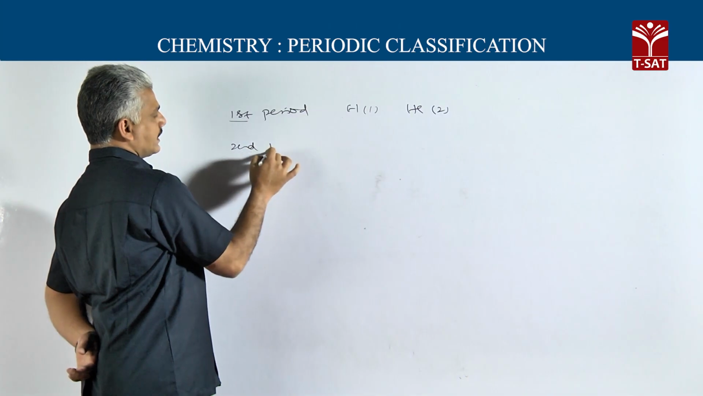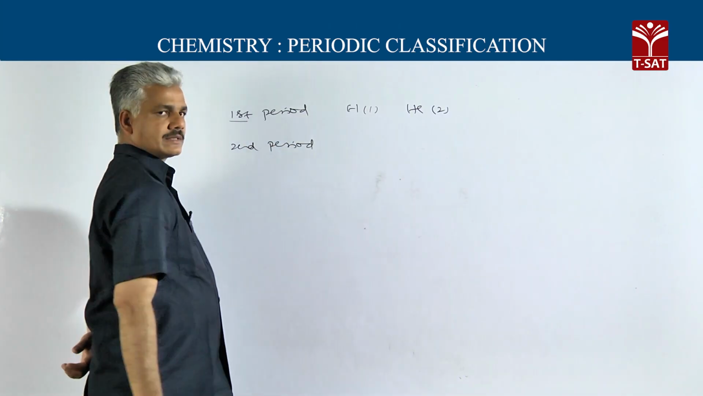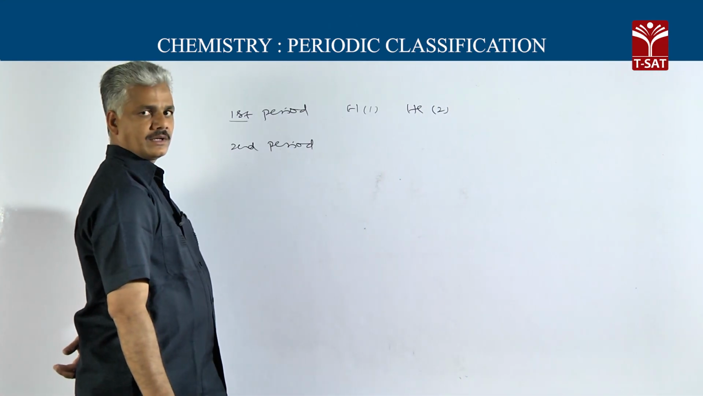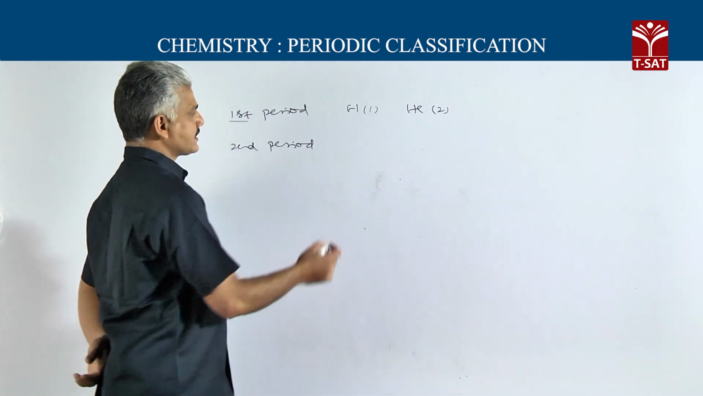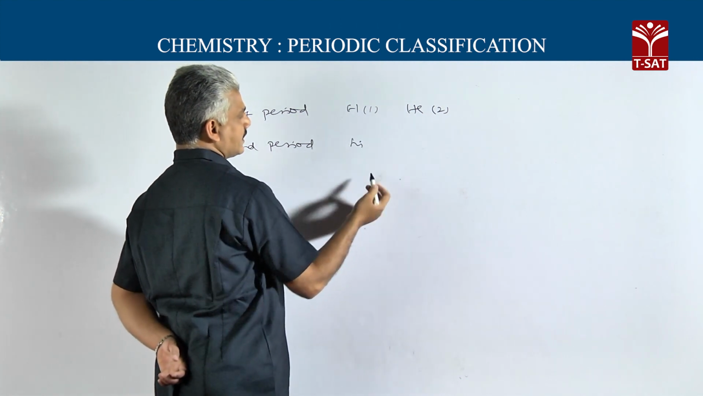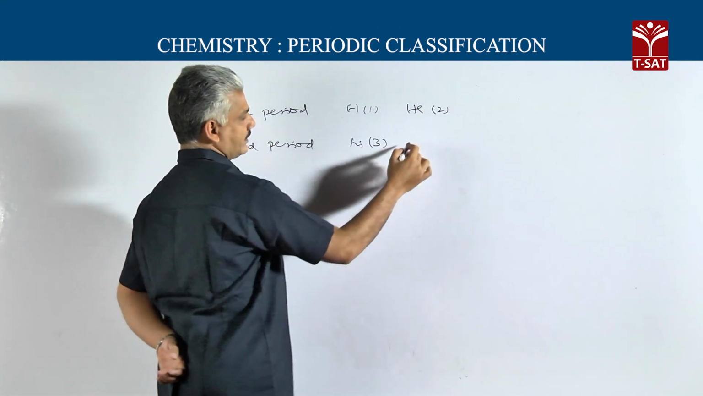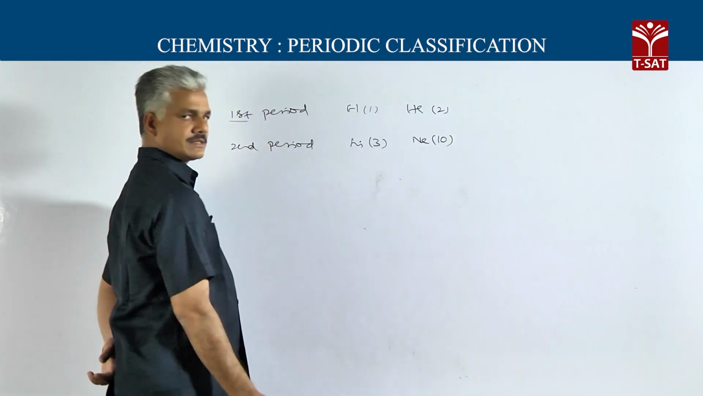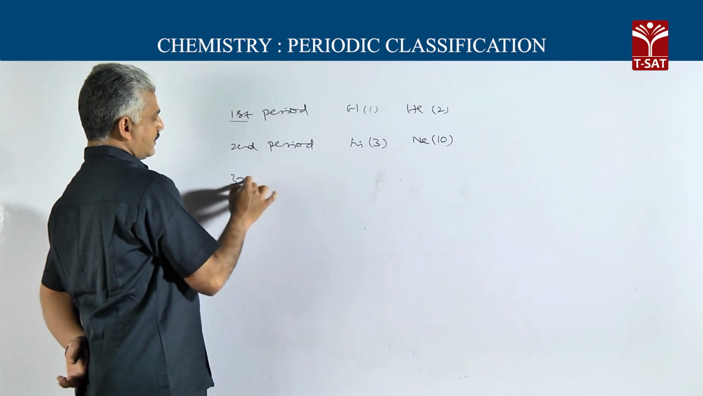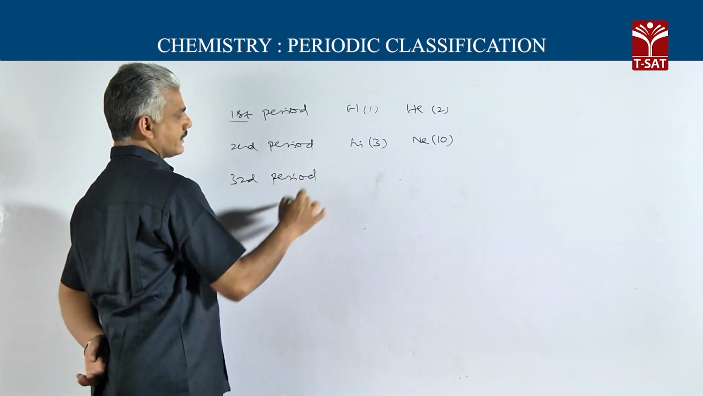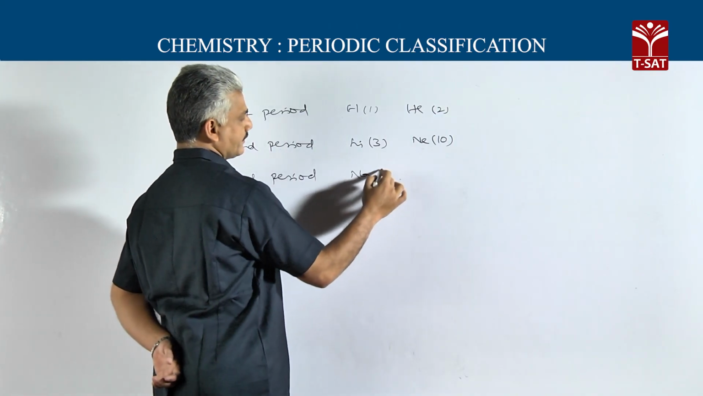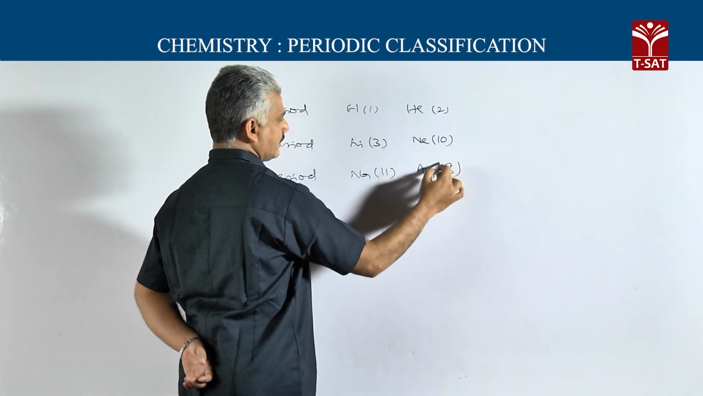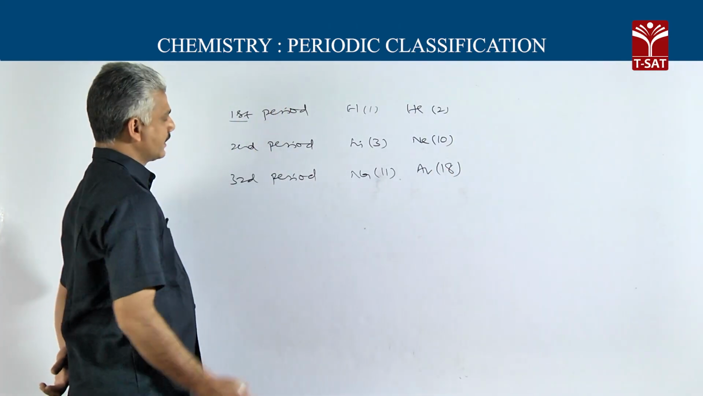Then the second period, the second orbit will be gradually filled with electrons. In this period, a total of 8 elements have been placed. Lithium is the starting member, atomic number is 3. Neon is the last member of the period, whose atomic number is 10. The third period begins with sodium, whose atomic number is 11, and ends with argon, whose atomic number is 18.